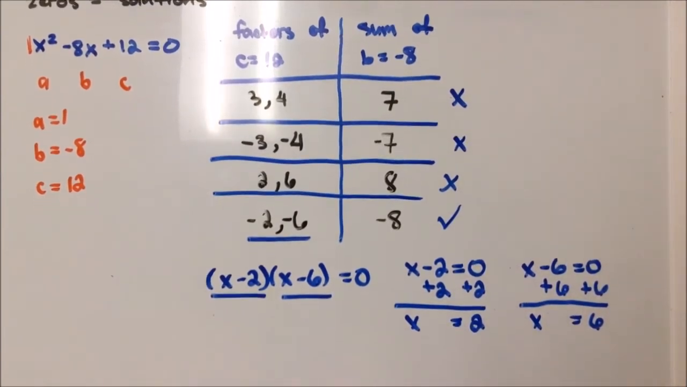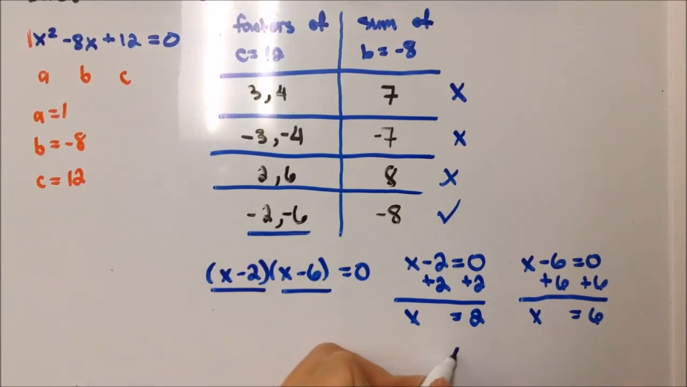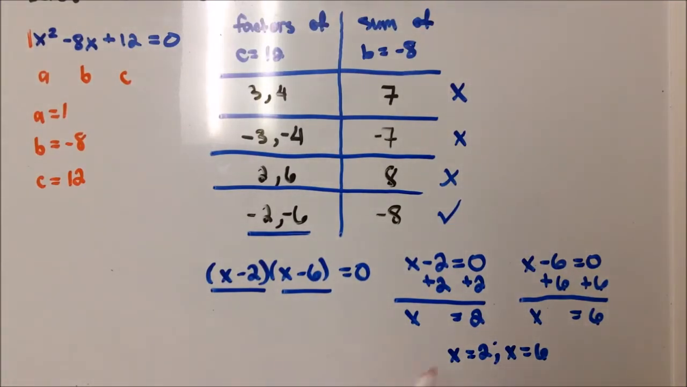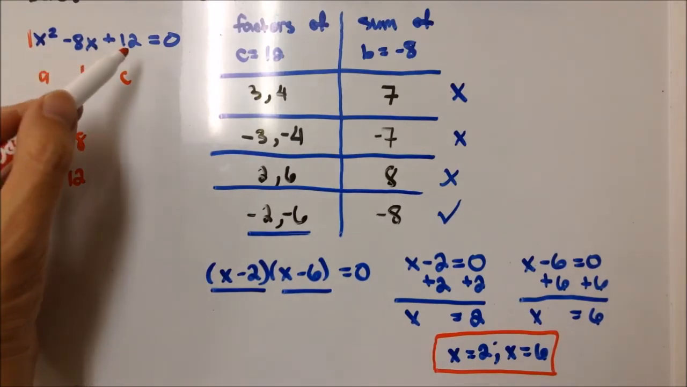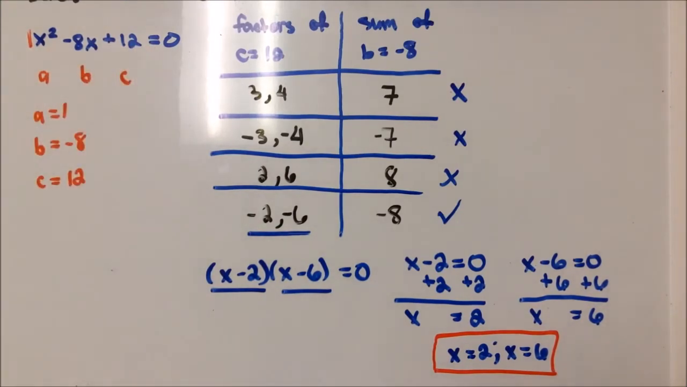So what we do, write our answer, x equals 2 and x also equals 6. So we solved for our solution, also known as solving for our zeros. So I'm going to box it in red, and there you go. Our solution for x squared minus 8x plus 12 equal to 0.